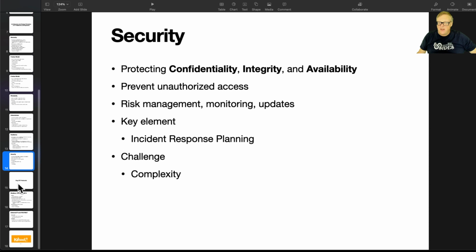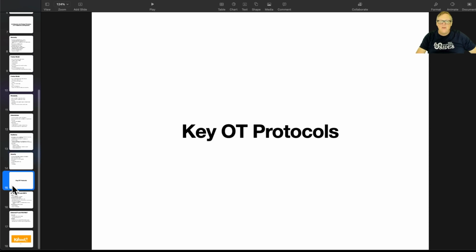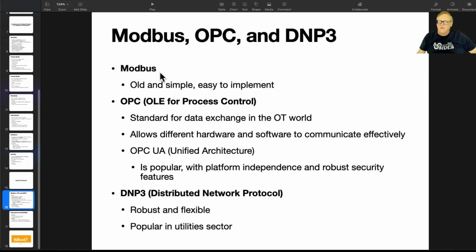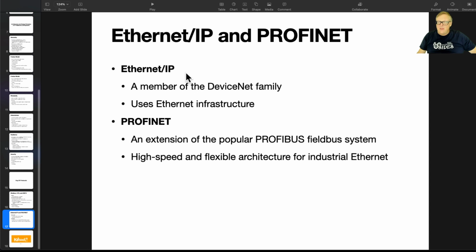That's a complex process. So the key OT protocols again: Modbus is the oldest and simplest and the one most used in our projects. There's OLE for Process Control, a way to exchange data between different hardware and software. DNP3 is the one popular in the utilities sector. EtherNet/IP is another way to do it using Ethernet, implying that at least under some conditions the others don't use Ethernet, or at least they didn't at one time. And then Profinet, another one.